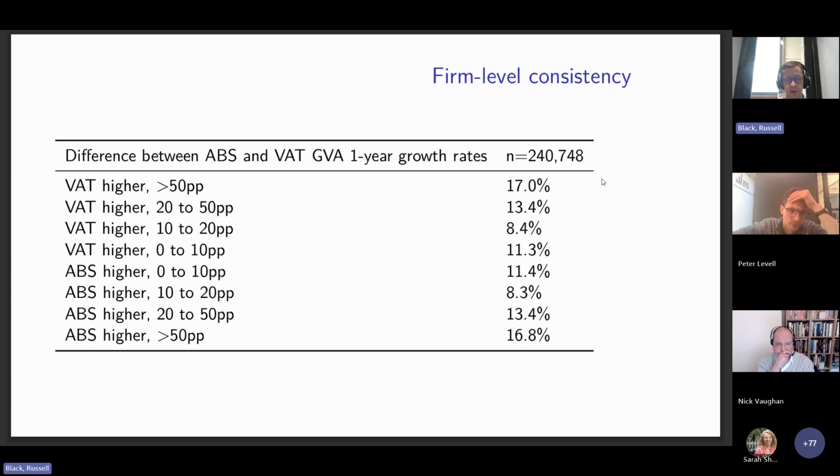We have quite a lot where there's strong disagreement, where the annual business survey is saying this firm has grown 50%, and the VAT is saying this firm has grown less than 0%. Or this firm has grown 75%, and the annual business survey is saying this firm has grown 10%. Roughly half, or a bit less than half, we can say they're in some level of agreement.